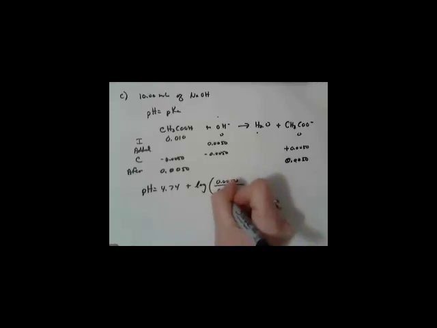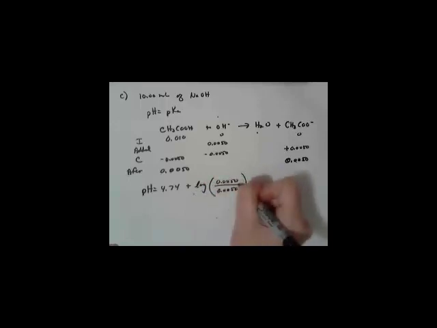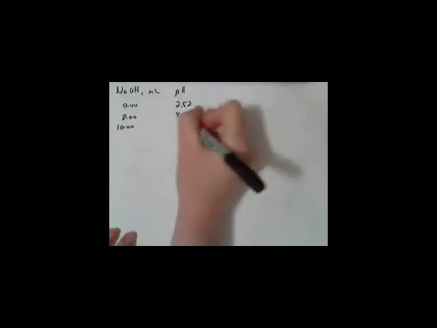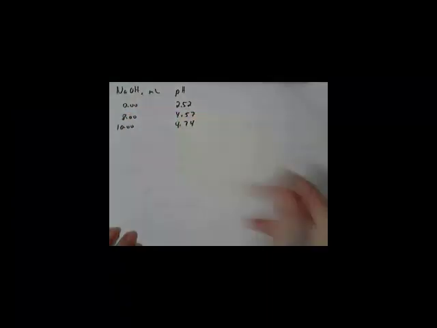the number of moles of acetate ion and number of moles of acetic acid. And this ratio here is equal to 1. So log of 1 is 0. So our pH at this point is equal to 4.74. So that's at that half neutralization point. So after 10 milliliters, our pH is 4.74.